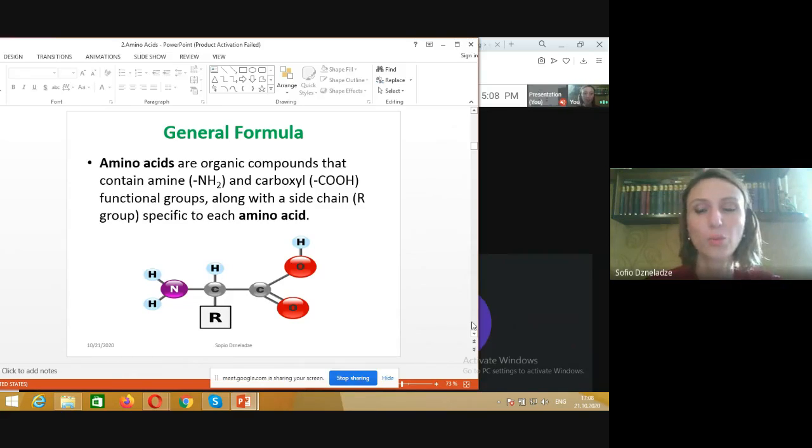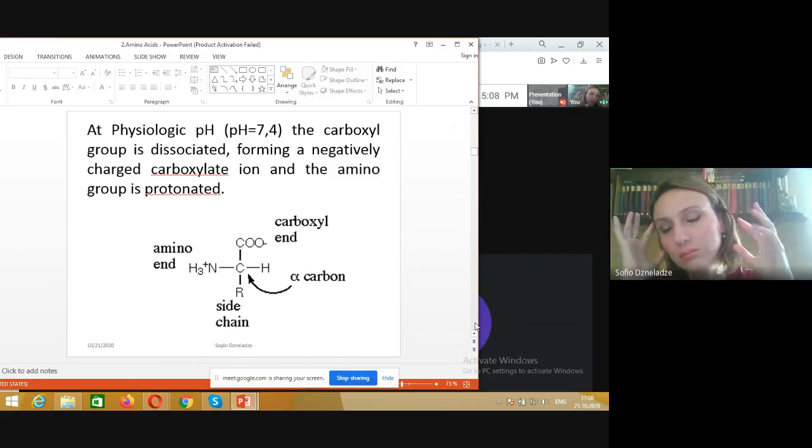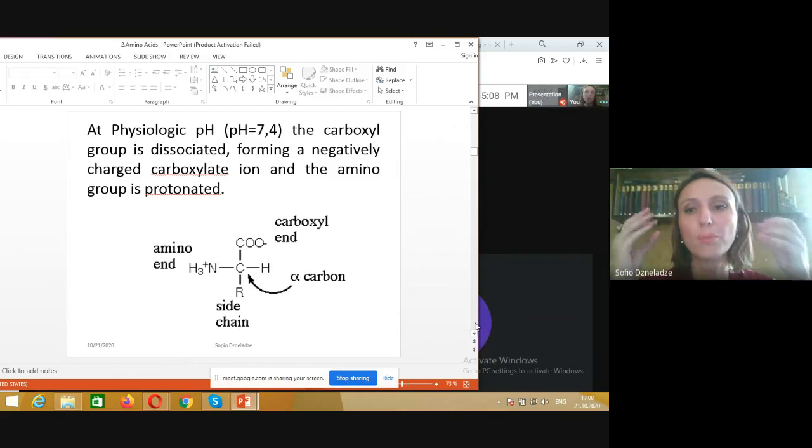We have in general more than 300 amino acids in nature. They are present in plants, in fungi, etc. But in the composition of proteins, just 20 amino acids are given.